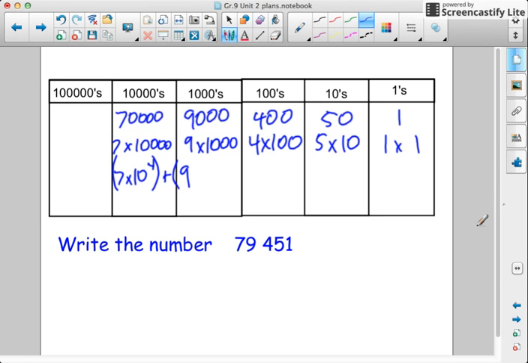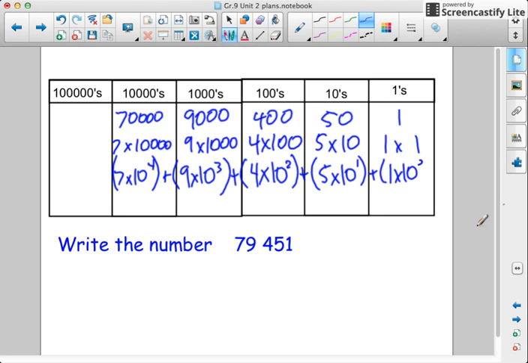plus 9 times 10 to the exponent 3, plus 4 times 10 squared, plus 5 times 10 to the exponent 1, plus 1 times 10 to the exponent 0.